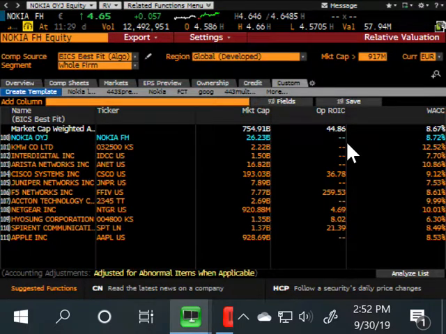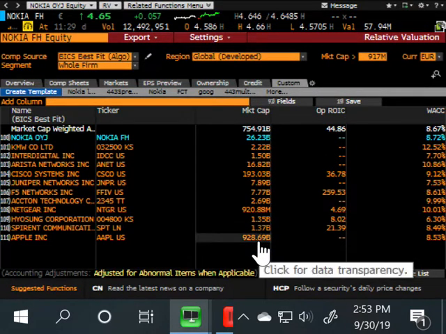So we got a bunch of missing fields. What's our other big problem? In the market cap weighted average, which we're using for the industry average. Hint, market cap weighted average. What's Apple's market cap? $929 billion.